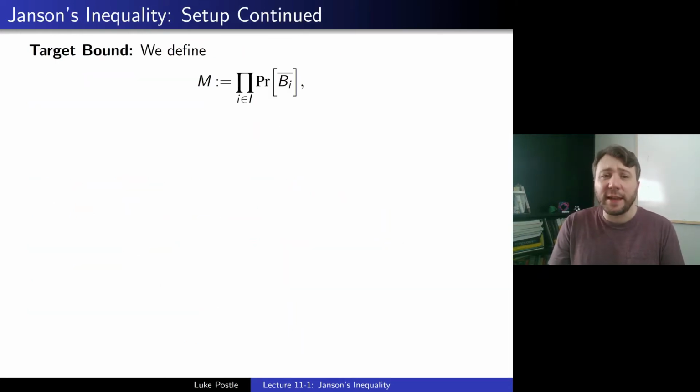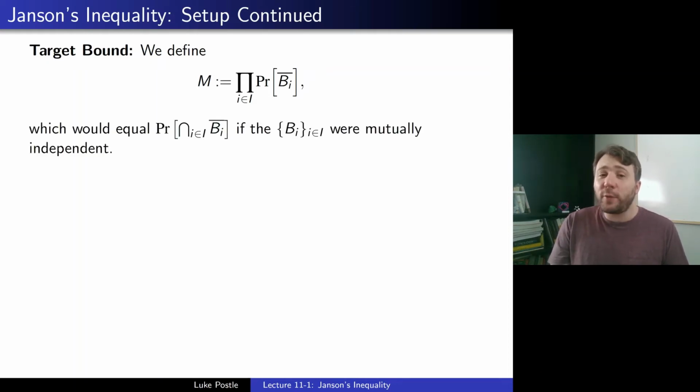So given that setup, again, what are we doing? Our target bound we'll define as M, which will be the product for i in I of the probability that B_i does not happen. So it's the thing we were interested in bounding. That's our target bound actually. So we're interested in the probability of the intersection of these. So this would equal the probability of the intersection if the B_i's are mutually independent, but they may not be, and so this is our target bound of what we'd like to achieve.